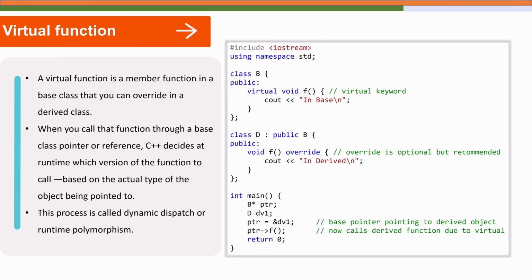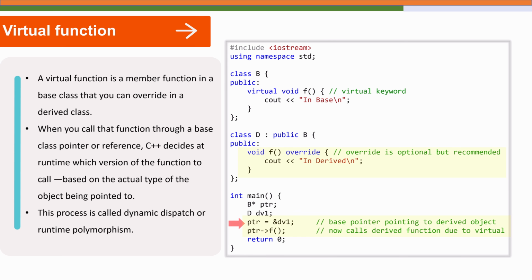In the main function, we create a base class pointer ptr and make it point to the derived class object db1. Now, when we call function f through ptr, the compiler sees that the function is virtual. So, as instructed, it defers the decision until the runtime, when it knows that ptr actually points to a derived object. So the program then calls the derived version of f, and the output becomes "in derived". So this message will be printed.